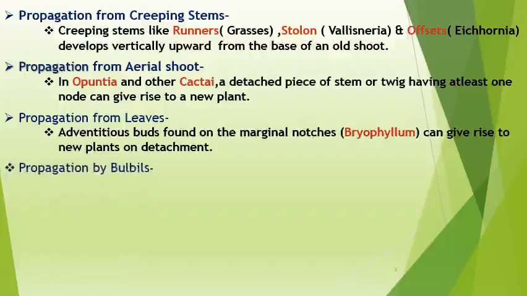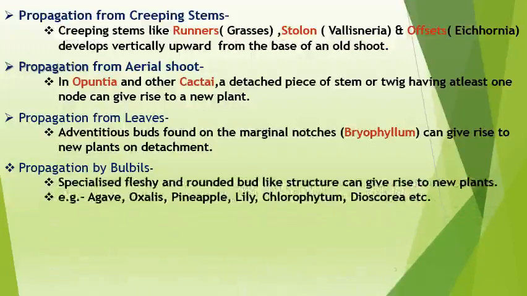Then the next level is related with the bulbils, propagation by the bulbils, in which this is the specialized fleshy and rounded bud-like structures which can give rise to the new plants. The common example for this category is the Agave, Oxalis, pineapple, lily, Chlorophytum, and Dioscorea, etc.